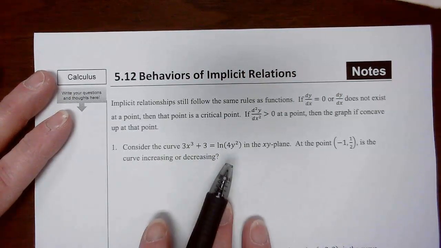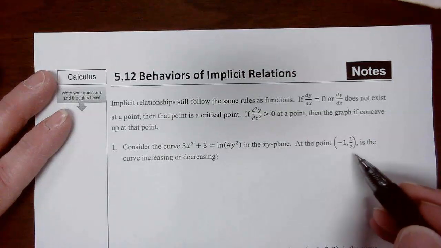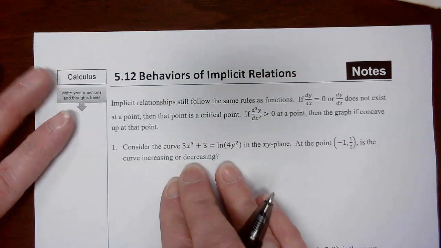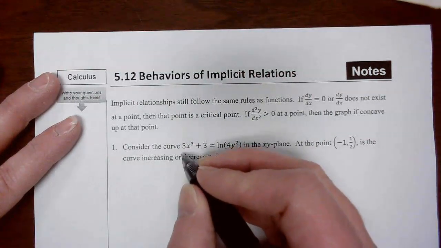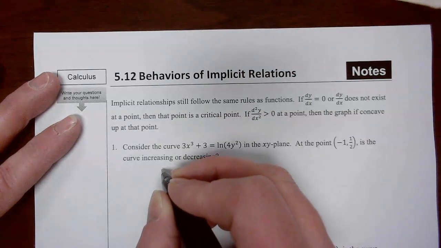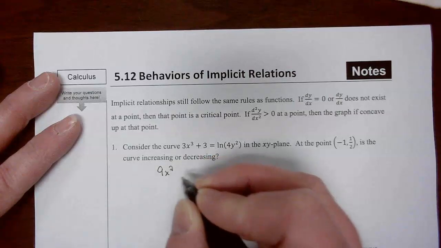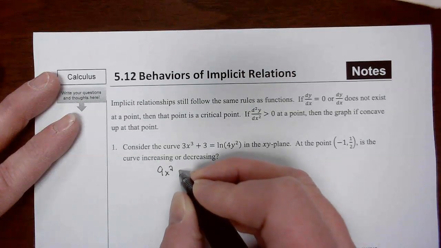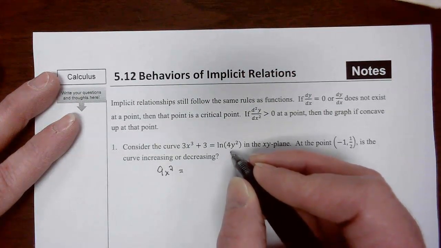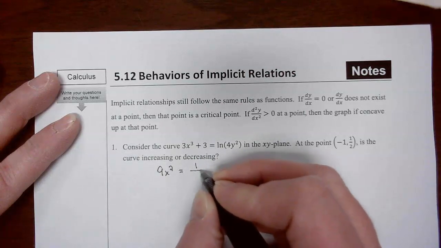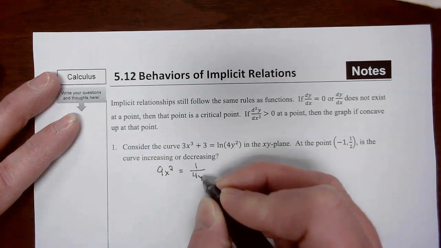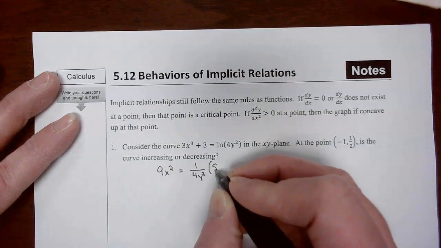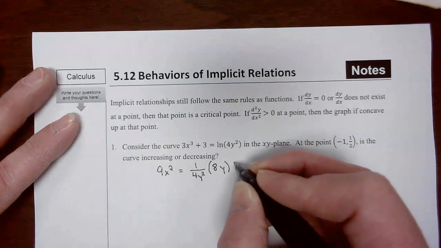So we have this curve, and we want to figure out at this point, is the curve increasing or decreasing? So increasing or decreasing means we need to have the first derivative. So when I take the derivative and it has an x involved, that would give me 9x squared. Now technically there'd be a dx, but I don't need to write that. Derivative of 3 is 0, equals, now this is a natural log, so we would do 1 over what's inside the parentheses times the peanut. And the peanut would be 8y dy/dx.